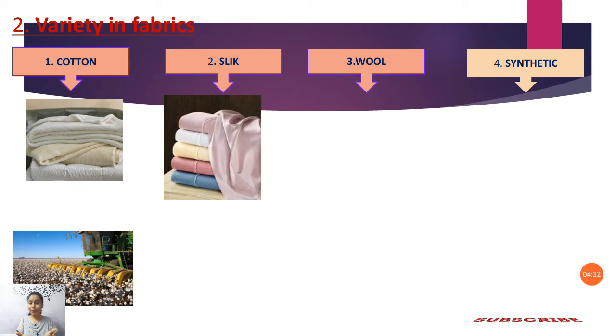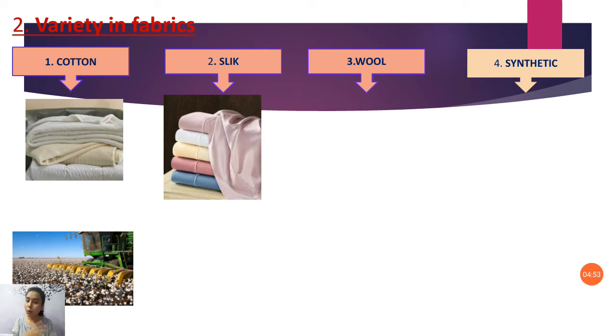So silk is a smooth and shining material, a fabric which we used to wear in traditions or any festivals. Silk is very cool and a very expensive fabric. Silk is made by silkworm.